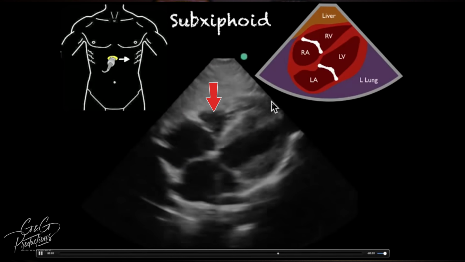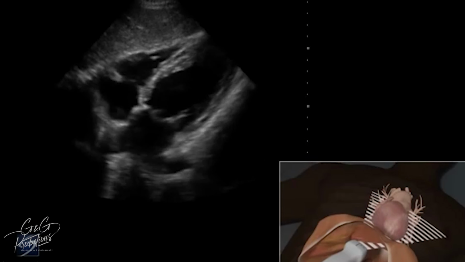Just below that, you'll see the right ventricle, right atrium. Below that, we see the left atrium and the left ventricle. And if we put a real scan, it will look something like this. If we were to put this image in motion, it would look something like this.